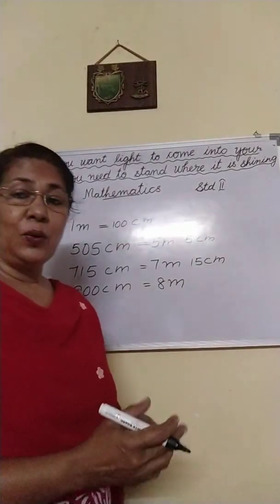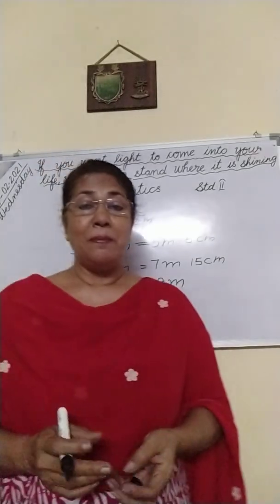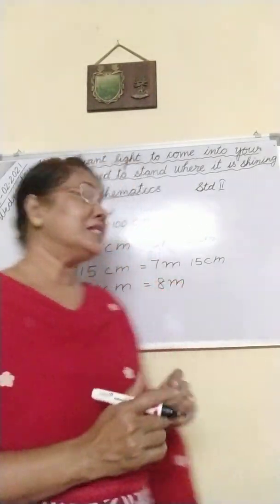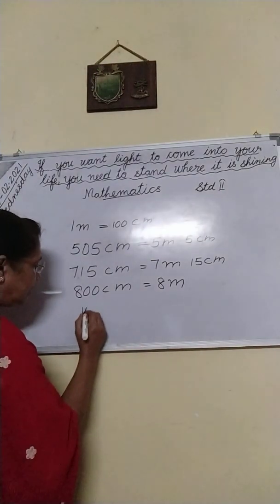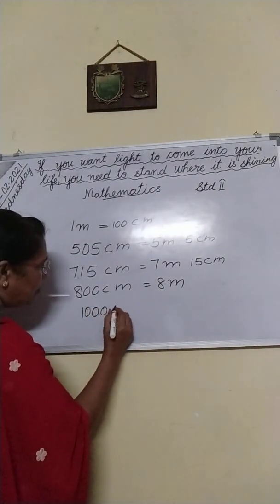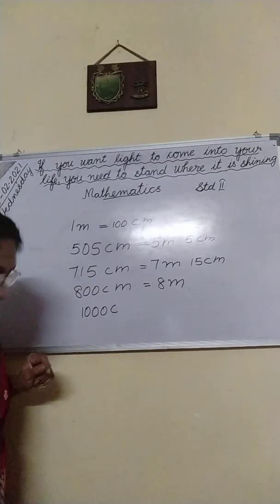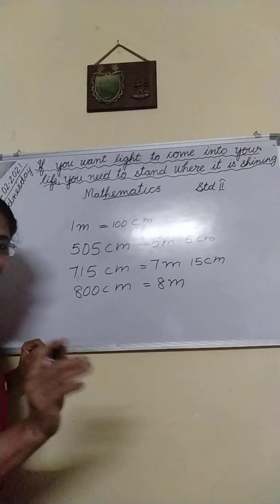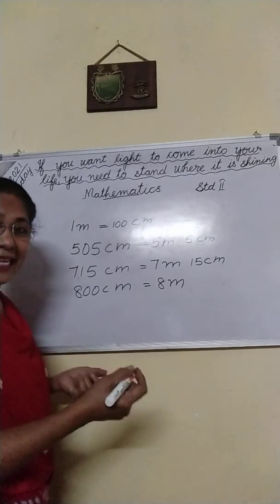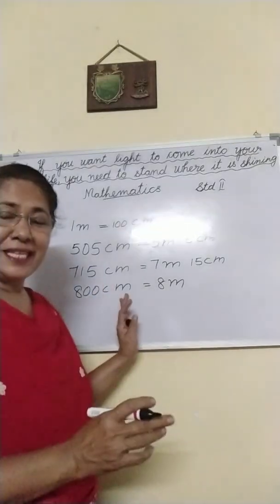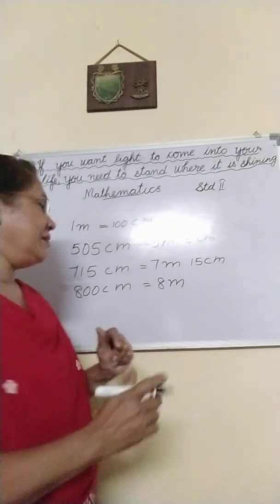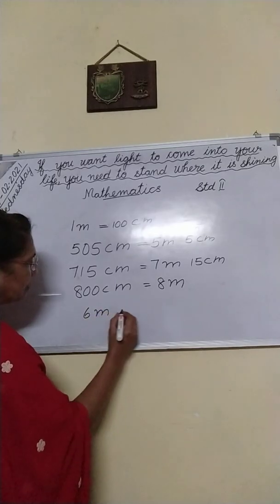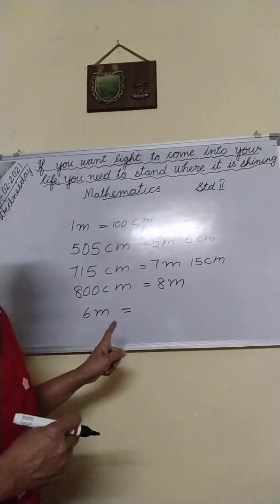Okay. Now let's convert the meters into centimeters. Meters into centimeters. Sorry. Not 1000. I was going to write 1000 centimeters. I don't want that because I already said I'm going to convert it into meters. Now 6 meters. How many centimeters?